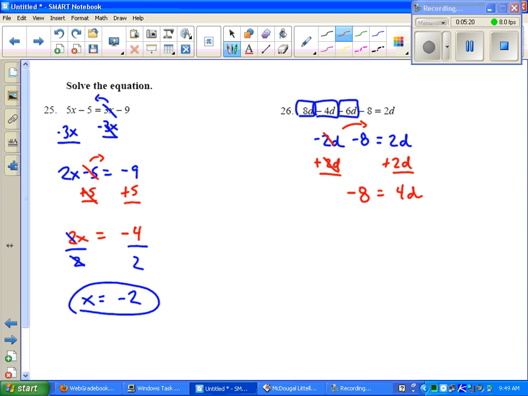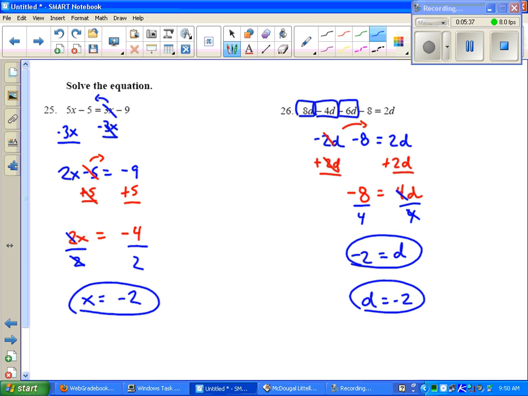Get rid of 4 times something by dividing by 4. And if you do that on the right, do the same thing on the left. -8 divided by 4 is -2. Equals, these will cancel and just leave you with d. So d's value equals 2. If you want to rewrite that, you can. D equals -2. I meant to say d was -2. Both of those two things mean the same thing.